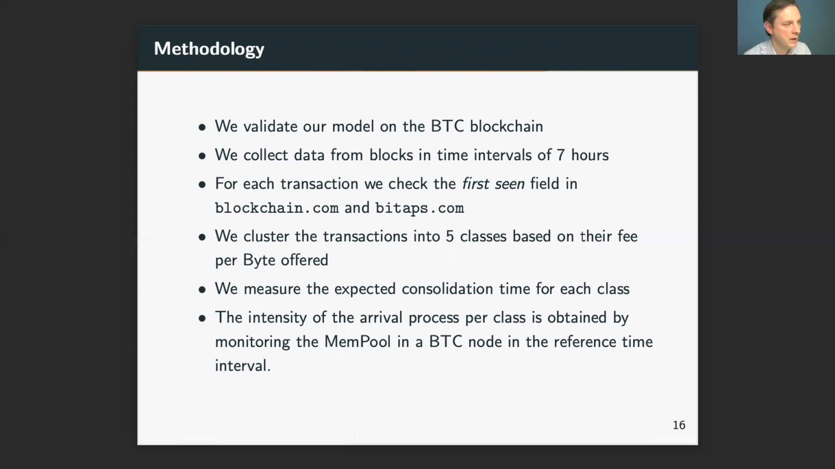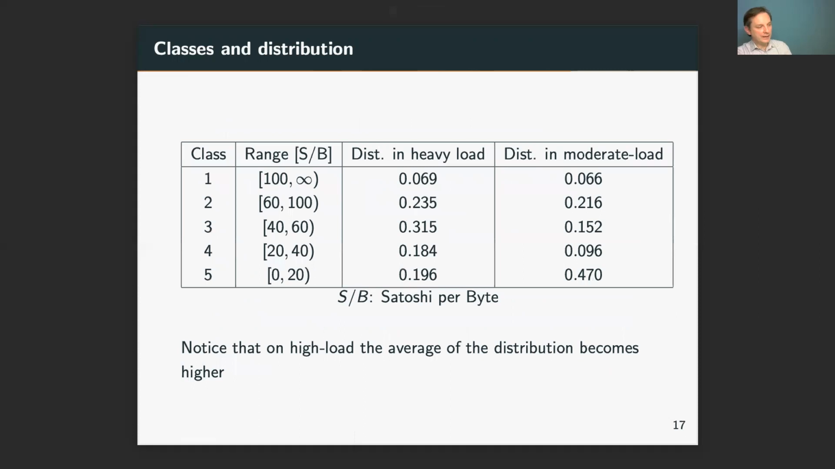The methodology: we validate our model considering the Bitcoin blockchain. We collect data from blocks in time intervals of 7 hours, and then for each transaction, we check the first-seen field taken from blockchain.com and bitaps.com. And then we cluster the transactions into 5 classes based on their fee per byte offered. Then we measure the expected consolidation time based on the data contained in the blockchain, and the intensity of the arrival process for the time interval that we observed is given by the analysis of the mempool in a BTC node. So these are the classes that we obtain.